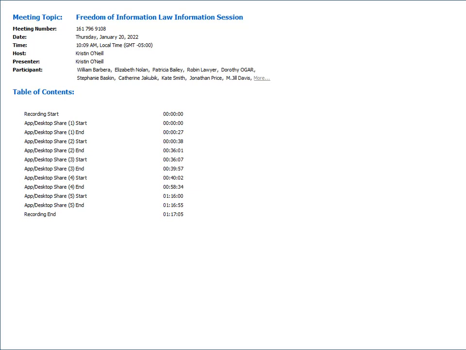Someone asks if the actual record being sought doesn't exist, do we have to provide the information? I mentioned in the beginning, the Freedom of Information Law governs access to existing records. There's no obligation to create a new record to respond to a FOIL request, and there's no obligation to answer questions.